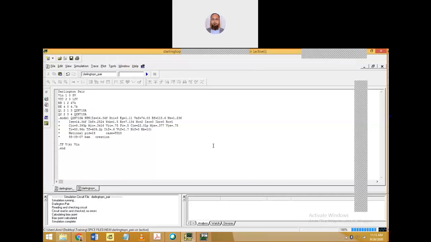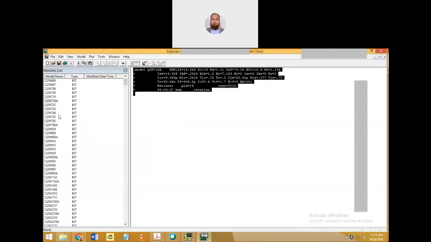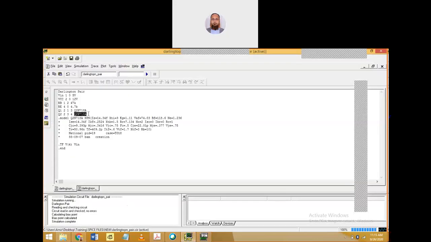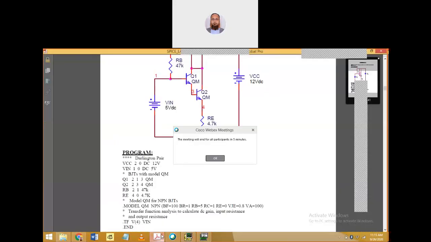You have to write those parameters. If the model is not given, or only the model number is given, then we have to go to the model library. If I ask you to use this Q2N718, you will open it, copy this, paste it there and change the name. Don't forget to change the name. Okay, this is very important. If you keep the same name, it will cause a problem. So I hope now you can use this in SPICE. This is one of the circuits of the BJT that we can use.